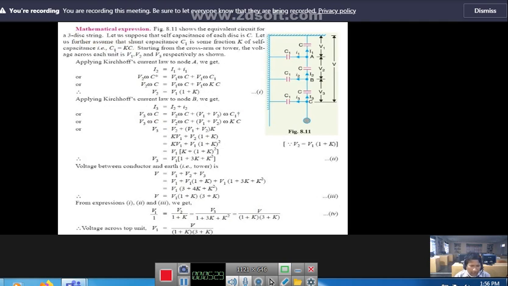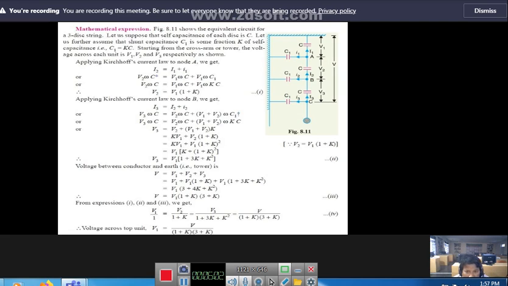Now, how do we derive the mathematical expression for potential distribution over a suspension insulator? As usual, 3 discs will be there. Each disc acts as a capacitor C, C, C, and these are the shunt capacitances, C1, C1. Here currents I1, I2, and I3 are there. The voltages are V3 nearest to the conductor, then V2, V1, and the total voltage is V.